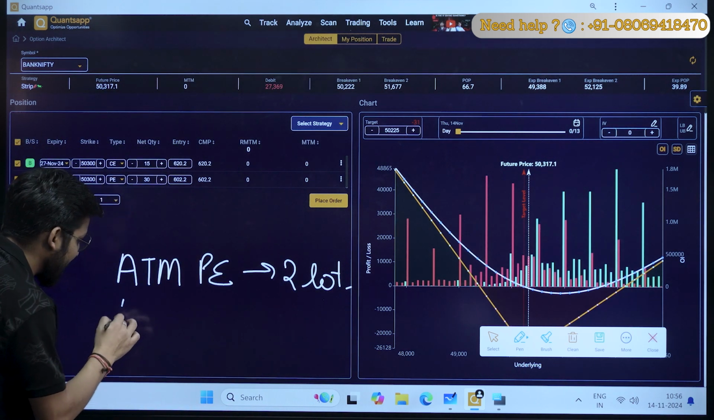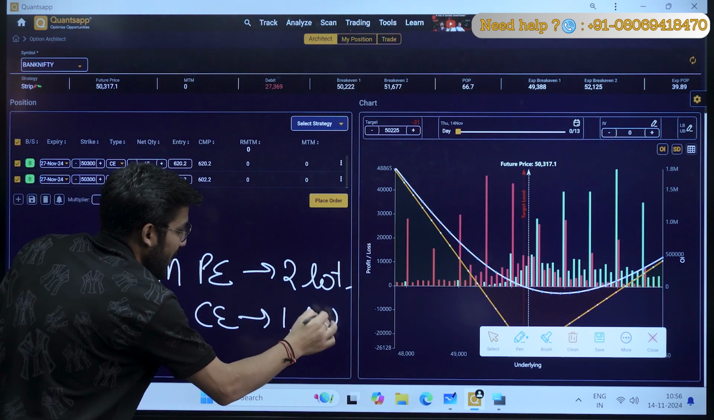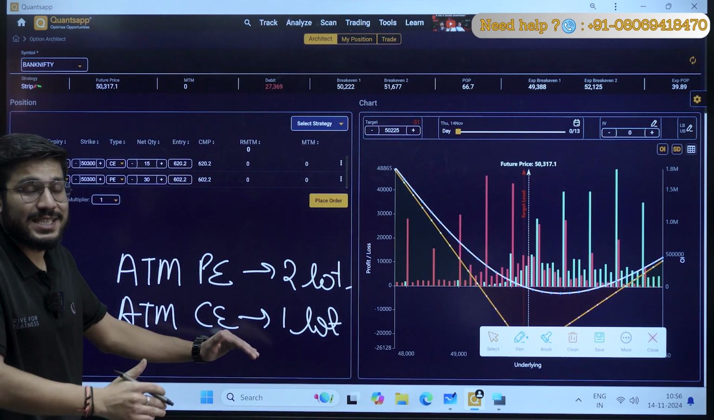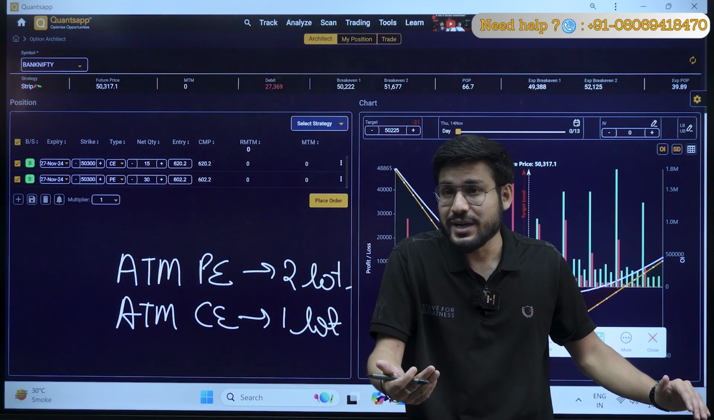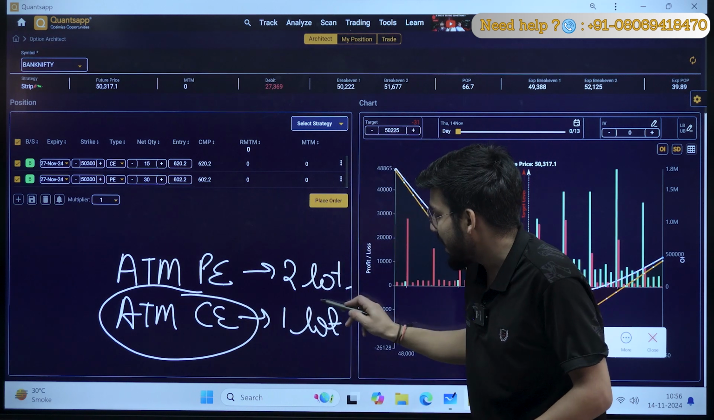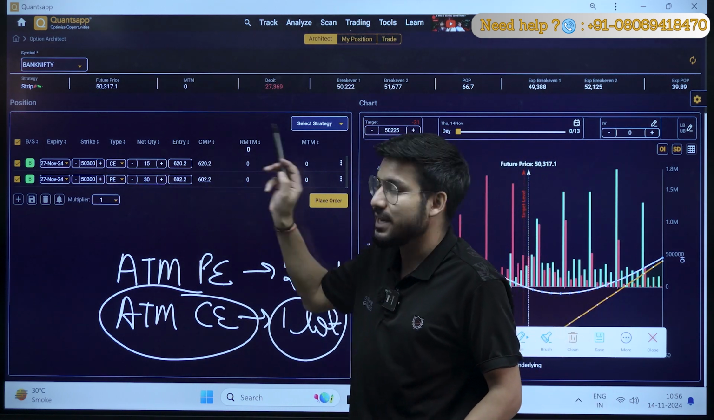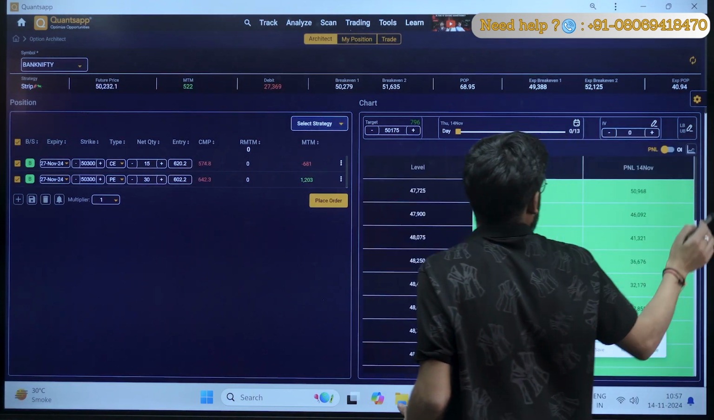So I will buy 2 lots. At the same time, I will buy ATM call option for one lot. Why? To hedge my position in case the market goes against my direction and I know there will be momentum in the market, right? So at that time this ATM call option will hedge my position, so I will buy one lot of it, as you can see here. I will also show you the payoff. So this will be my payoff.